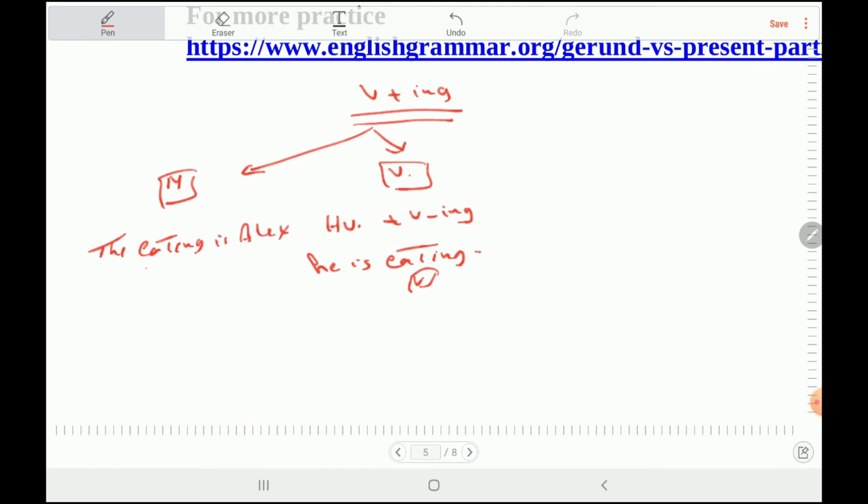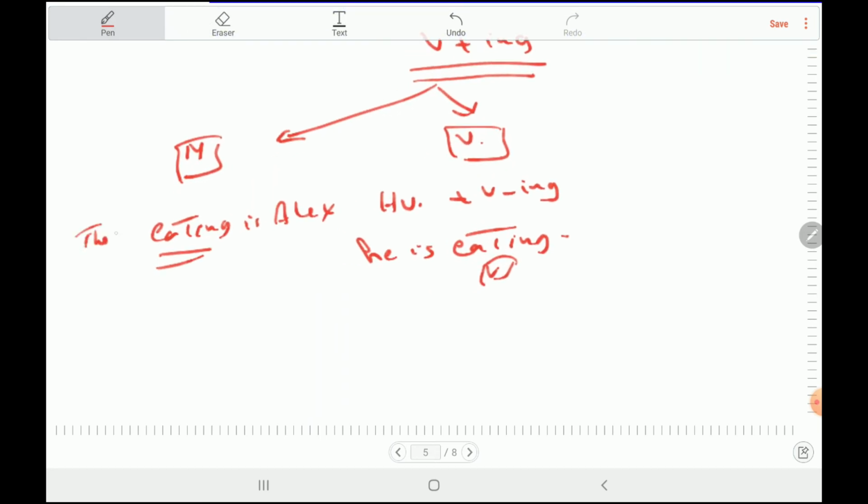So here, eating modifies. Sorry, the boy. I'm sorry. Quickly. Okay, so the boy.